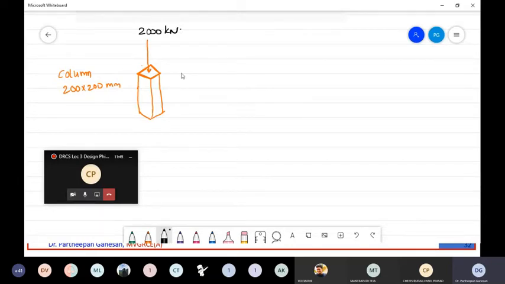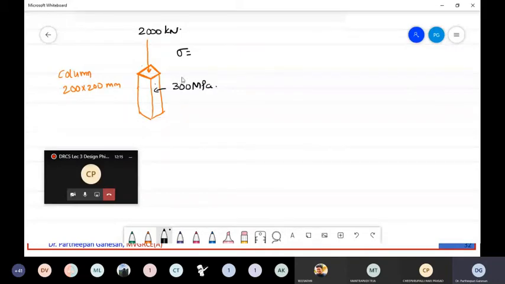Right. So now let us say the compressive resistance of this material is 300 MPa, or 300 Newton per millimeter square. Okay. Now for this one, what is the actual stress applied here? Remember, this is a strength. This 300 MPa is the compressive strength of this column.